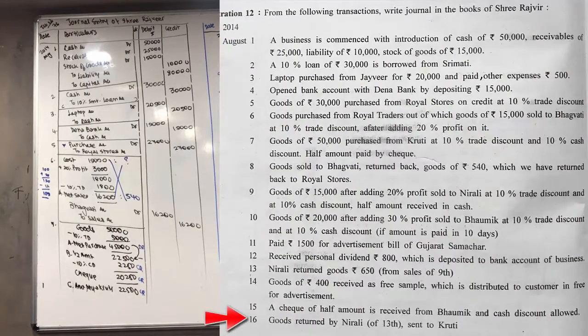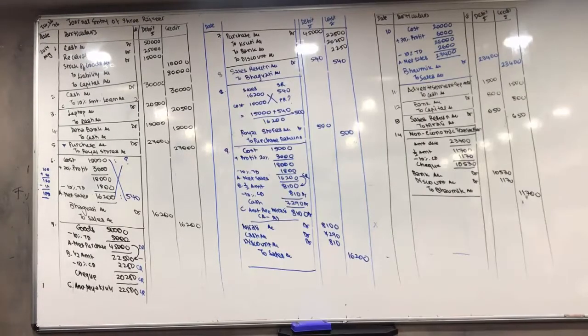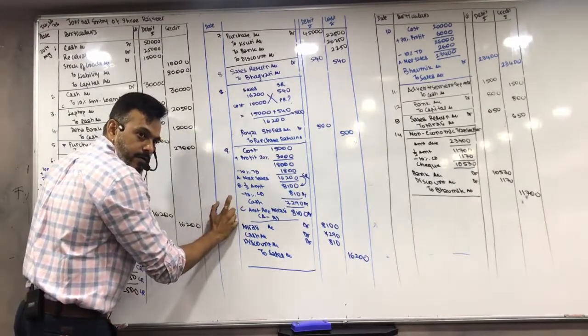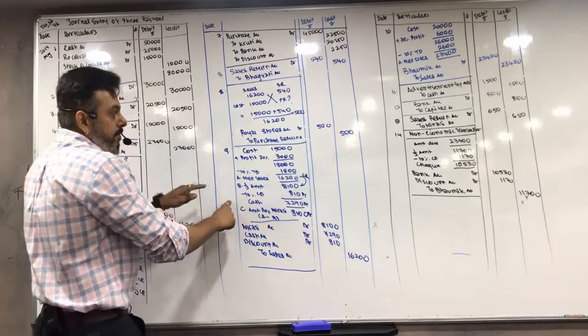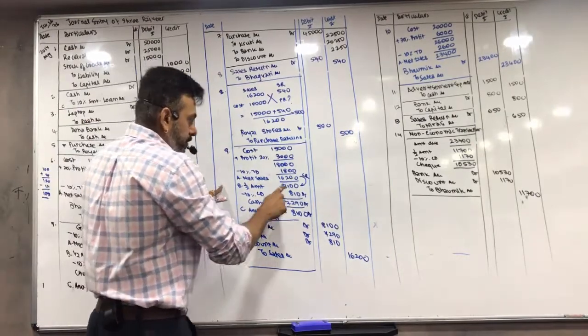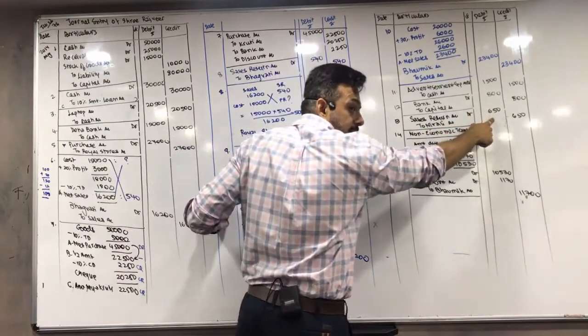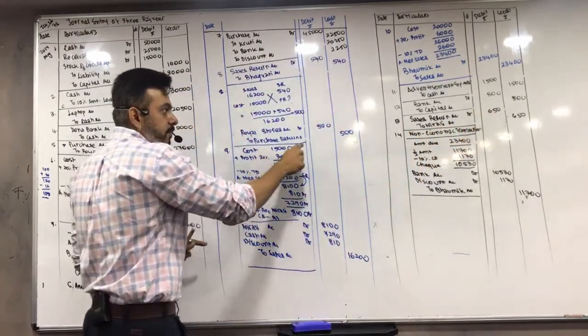Goods returned by Nirali. On the 13th, the goods that Nirali returned, we return to Kruti. Now where is this transaction of goods sold to Nirali? This one. Now out of 16,200, 650 was returned. Can you find out how much out of 15,000?